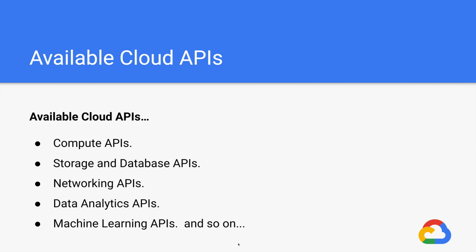Within compute APIs, there are several APIs that are available. For example, for your compute engine, there is the compute engine API. For your Kubernetes engine, there is the Kubernetes engine API. So these come under compute APIs.